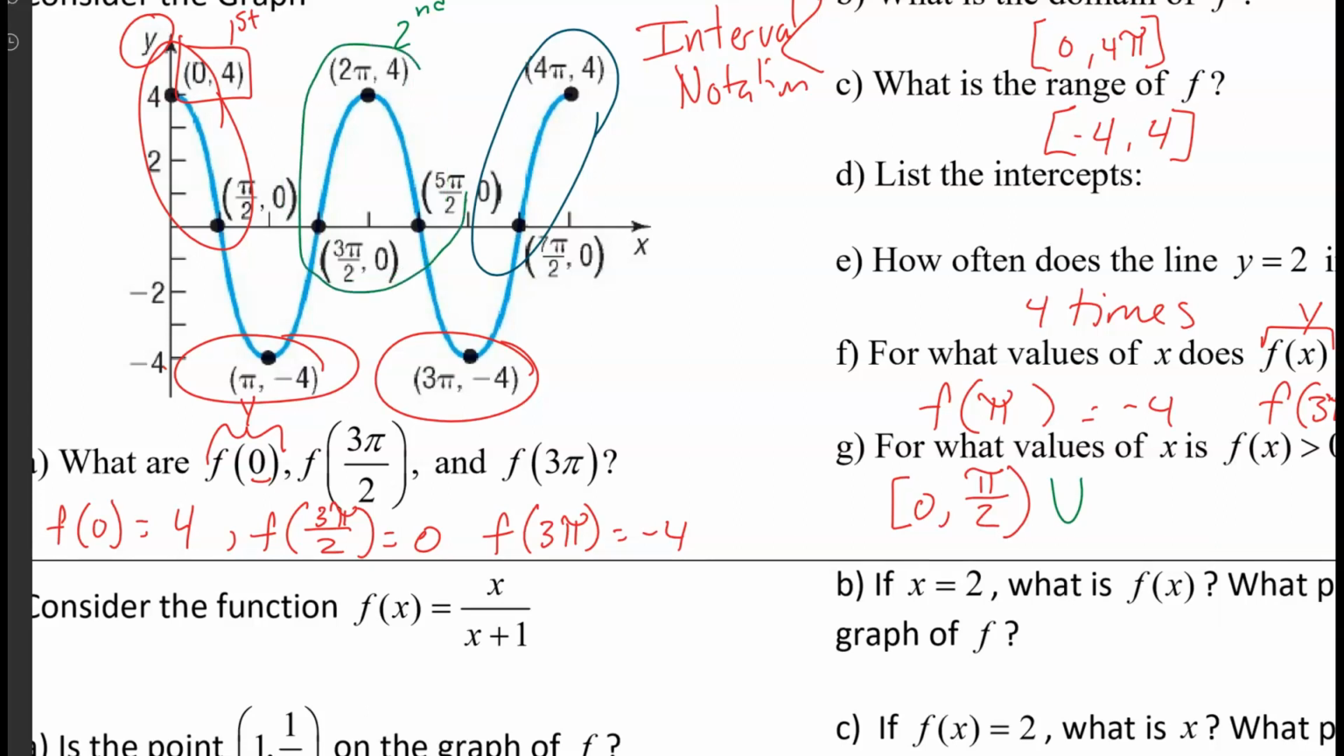Is it 3 pi over 2 to 5 pi over 2? Yes. Oh, and she put it in there. And should we have parentheses or brackets? Yes. Good job, guys. Again, we don't want to actually include those x values because they're on the x-axis. We want everything above it. So we put parentheses. 3 pi over 2, 5 pi over 2.